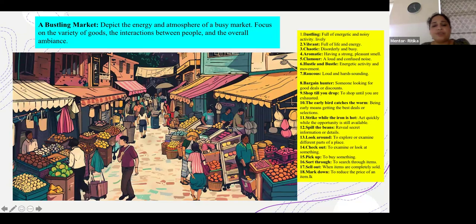So this is all about descriptive writing. I saw that you have a couple of poems as well in your descriptive paragraph. Sorry, in your syllabus, right? Apart from language, what grammar topics are there?